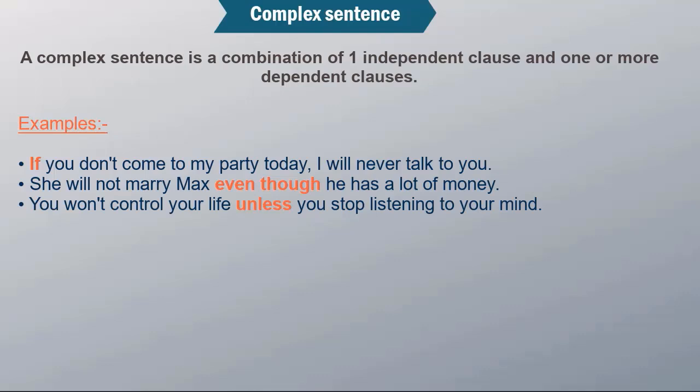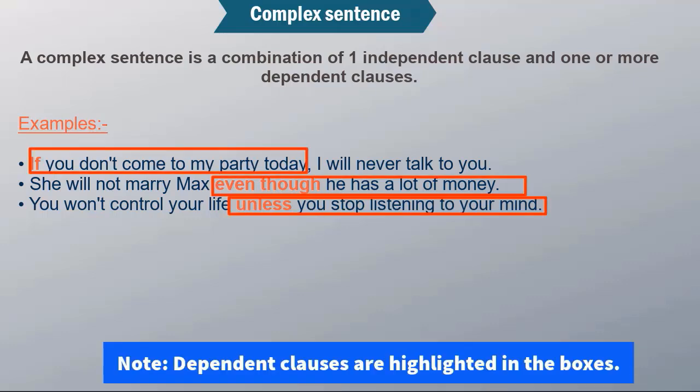Now, what is a complex sentence? Guys, a complex sentence is formed using an independent clause and one or more dependent clauses. Examples. If you don't come to my party today, dependent clause, cannot stand on its own. I will never talk to you. If you don't come to my party today, dependent, I will never talk to you, independent. She will not marry Max even though he has a lot of money. She will not marry Max, complete sentence, independent clause. Even though he has a lot of money, dependent clause. It cannot stand on its own.